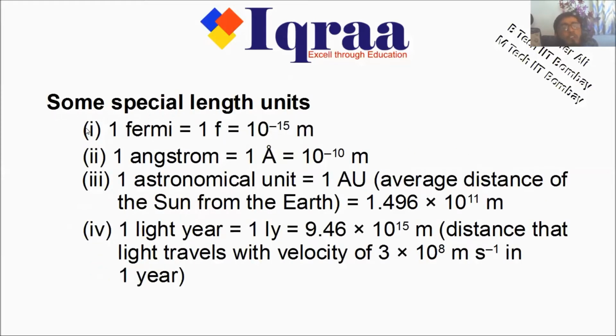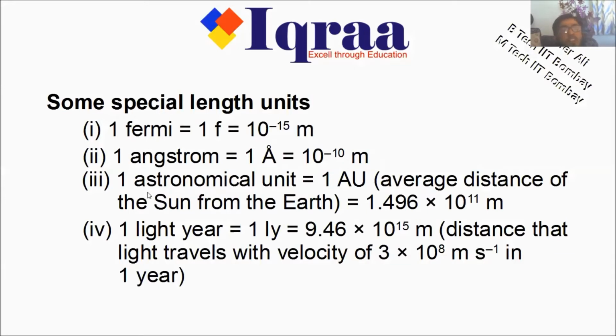Since the size of the universe varies from 10 to the minus 14 meter to 10 to the 26 meter, we have different units to measure the length. The smallest unit till now, which we use to measure the size of the nucleus, is 1 Fermi. And 1 Fermi is equal to 10 to the minus 15 meter. Another unit which is basically used to measure the size of the atom is angstrom, and 1 angstrom is 10 to the minus 10 meter.